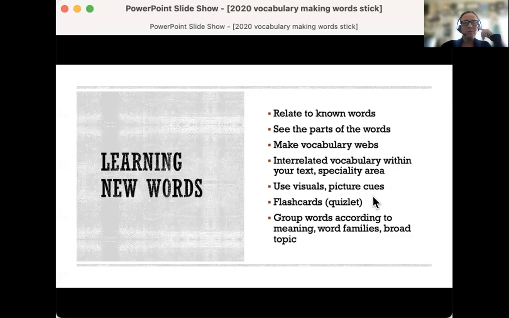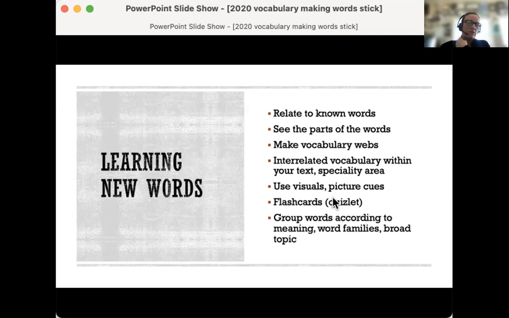We'll talk about vocabulary webs and how we can interrelate the vocabulary with various things that we know, or maybe different areas. If you're doing biology, anthropology, or other kinds of content or courses, you can see how they all fit together in terms of their meaning parts, hopefully. We're also going to talk about visuals for vocabulary, and then talk about how you can use flashcards to your advantage.